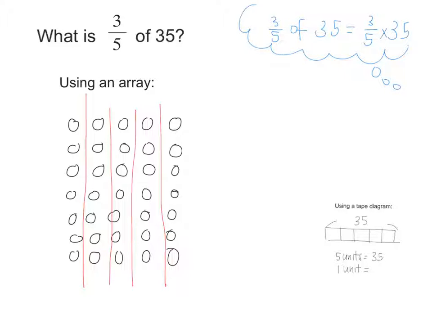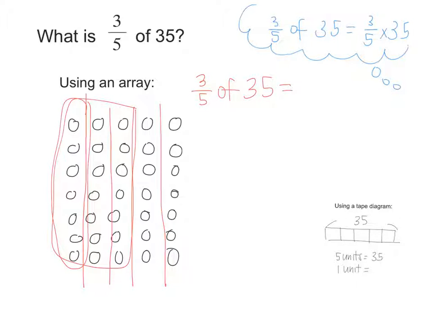35. And we want to arrange them so that they can be divided into how many equal groups? 5. Go ahead and do that, just like you did in your homework. By drawing our array, we can see that how many dots are in 1/5 of 35? 7. So how many are in 3/5? So we know that then 3/5 of 35 is what?